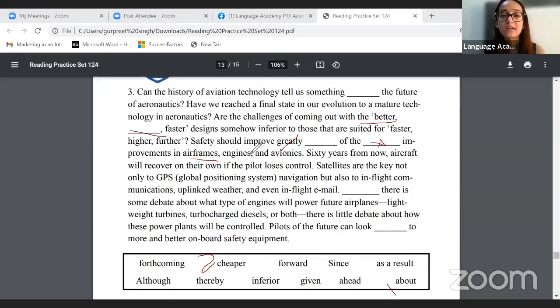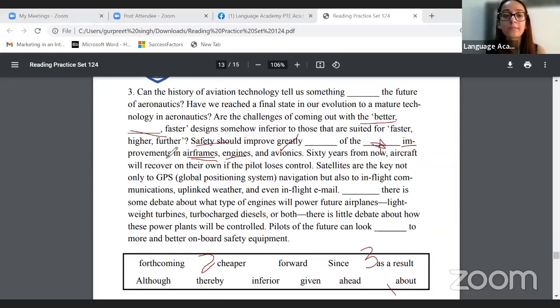So what can we say? Safety should improve forthcoming of the improvements, thereby of the. Thereby doesn't come with of, forward, inferior. But out of the options, as a result always goes with of. So safety should improve as a result of the improvements, and it makes sense. If you are improving the things, safety will definitely improve. So safety should improve as a result of the improvements in airframes and engines. Just picking up the easy words. But still we have a blank.